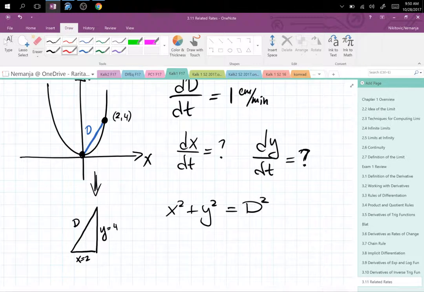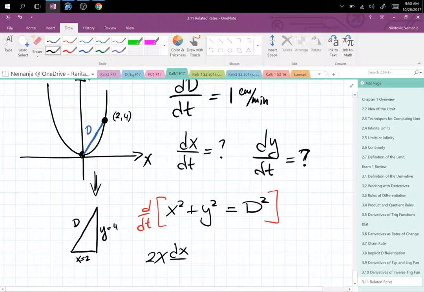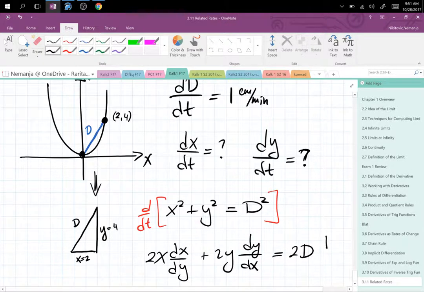And when we hit this with the derivative in time, we get all of the speeds that they want. We get 2x dx/dt, we get 2y dy/dt, and we also get 2d dD/dt.